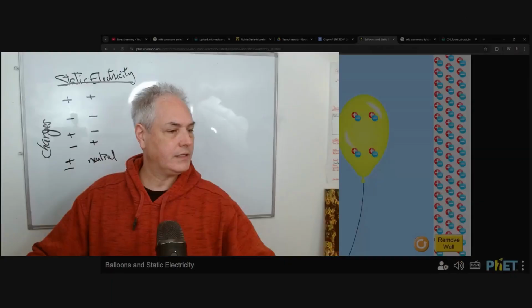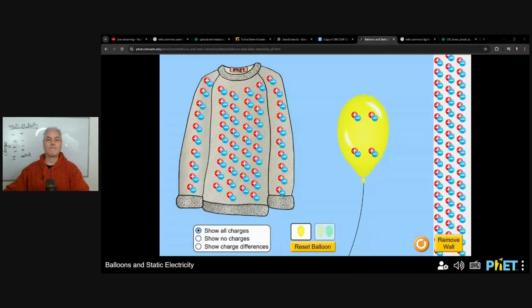So if I go here, there you go. This is a PhET simulation. Hopefully you had a chance to do this in class. If you have a balloon like this, you'll notice we have a positive and a negative charge, positive, negative. So this means that the balloon is neutral. We have here a sweater. If you notice, there's the same number of positive charges as negative charges. And on the wall right here, you have the same number of positive charges as negative charges.